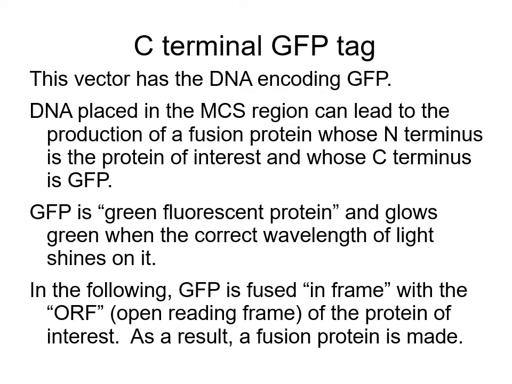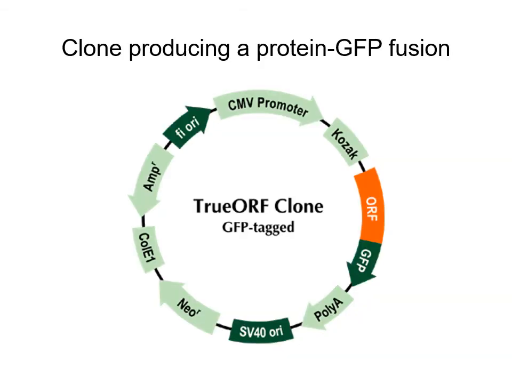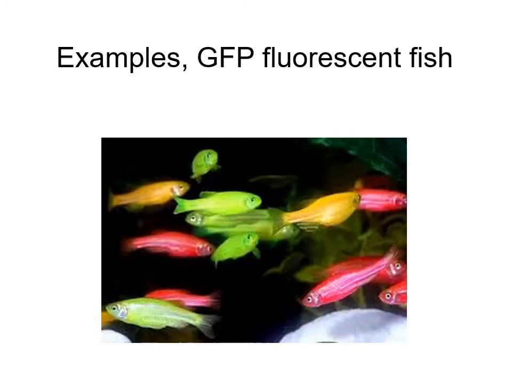Okay, so you're going to place the DNA in the multiple cloning site, and that's going to make a fusion protein, which will enable us to see at least the location of our protein in the cell. All right, so what this looks like here, we've got our ORF, which is our protein coding region of interest, and you can see that it's been put up there so it completely abuts the GFP.